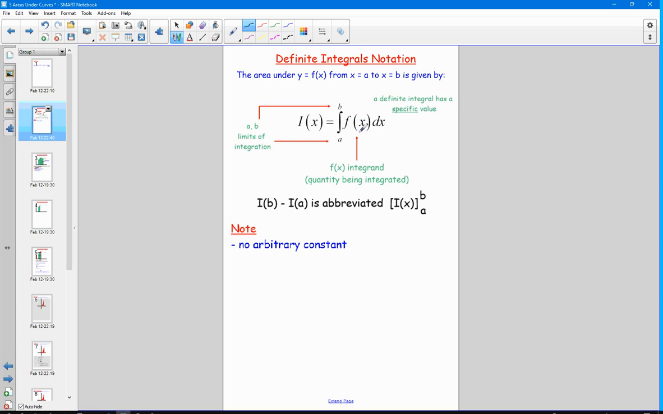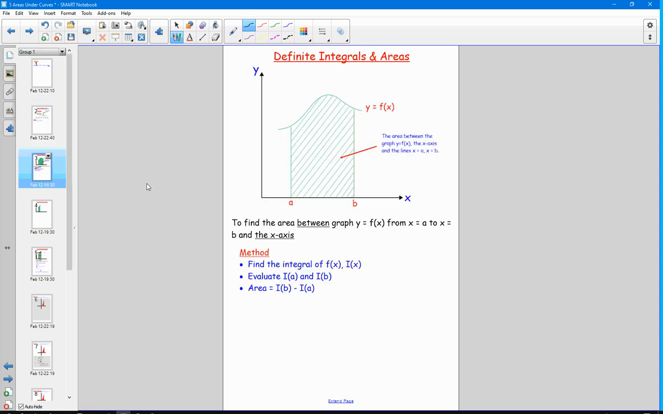When we've integrated our function to give us the integrated function I of x, we write that inside square brackets and put our limits on the right hand side, and we evaluate this expression with b and evaluate it with a, and the difference between those gives us the definite integral. And we noted that unlike the work we've done in lessons 1 to 3, there was no need for an arbitrary constant, a plus c, because this subtraction would mean the c is the same in both and it would disappear.